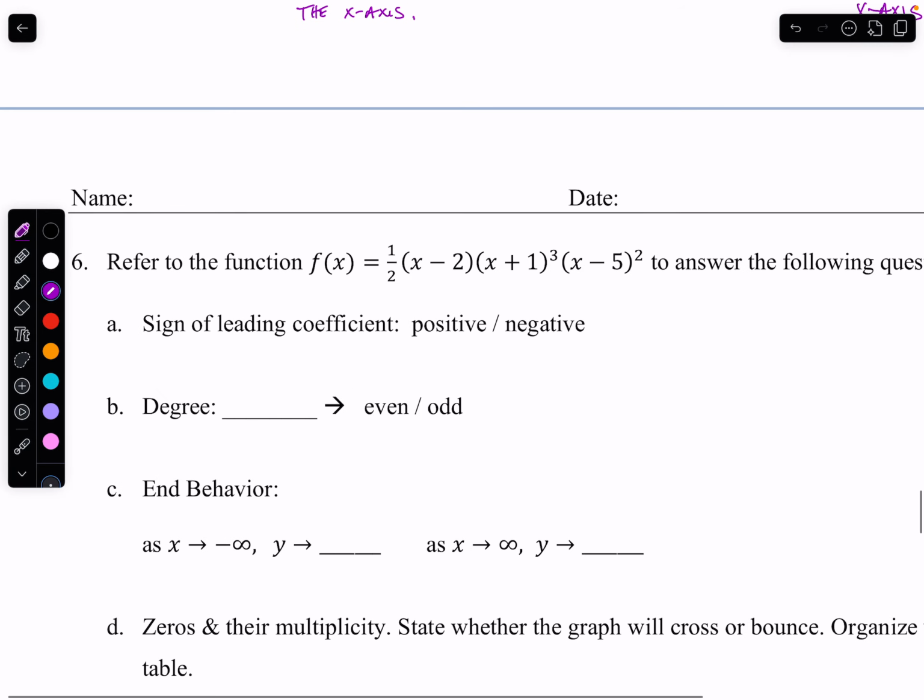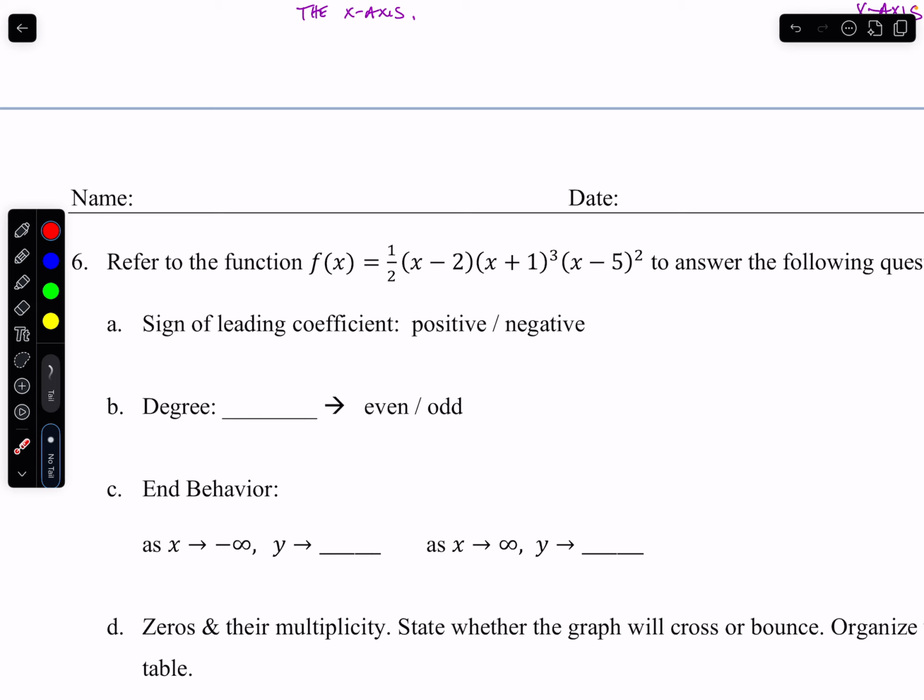All right, so we're referring to this function here. The nice thing is it's already in factored form. I've got 1/2 times (x - 2) times (x + 1)^3 times (x - 5)^2. These ones here have some multiplicities. But first they want the leading coefficient and the degree.